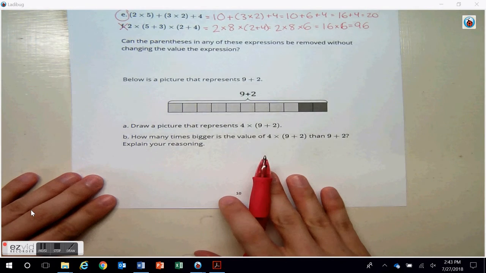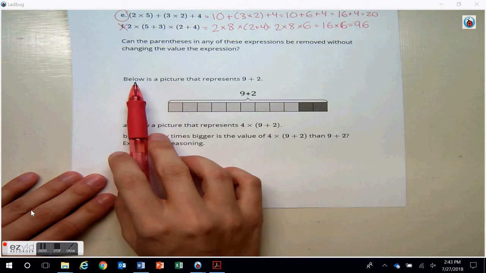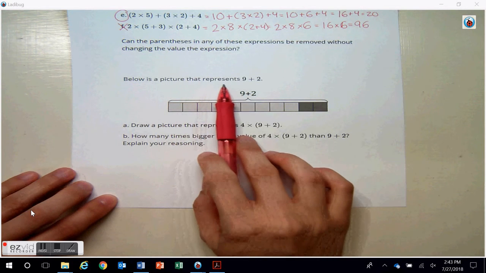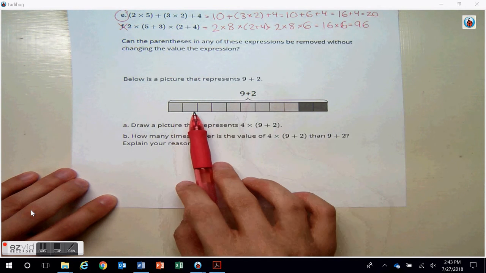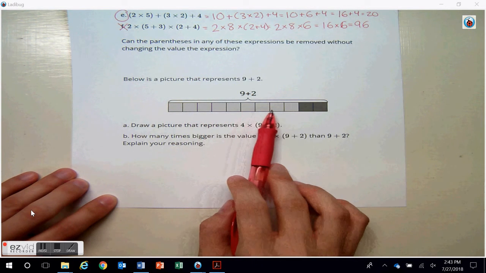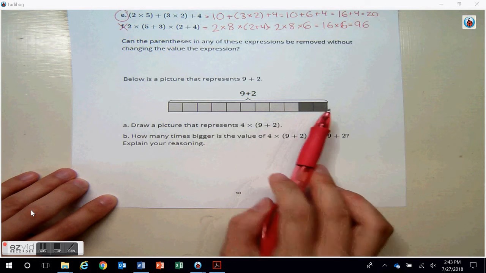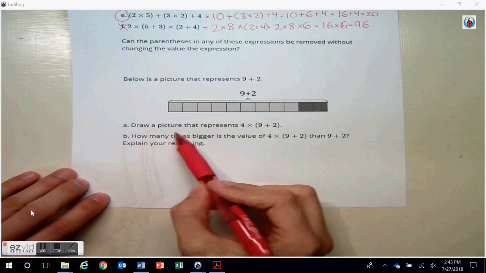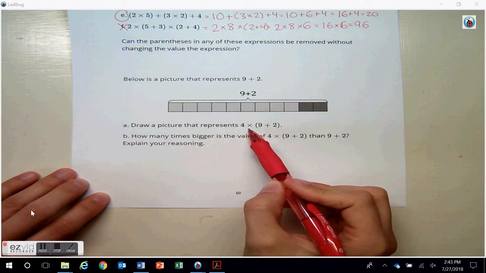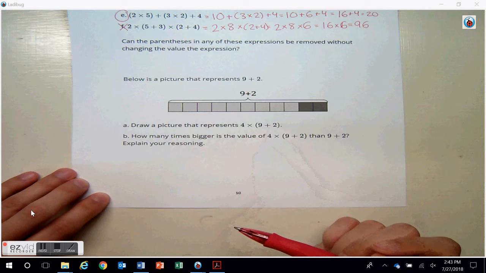Let's look at this bottom problem. It's the last one that we'll do for today. Below is a picture that represents 9 plus 2. 1, 2, 3, 4, 5, 6, 7, 8, 9 plus 1, 2. Super duper. Draw a picture that represents 4 times that sum or that quantity.